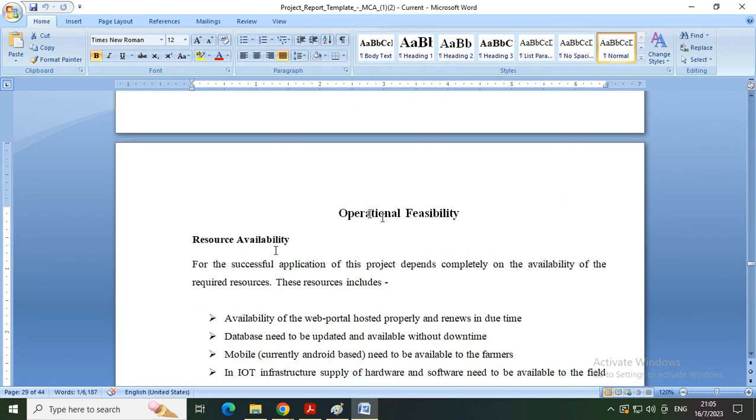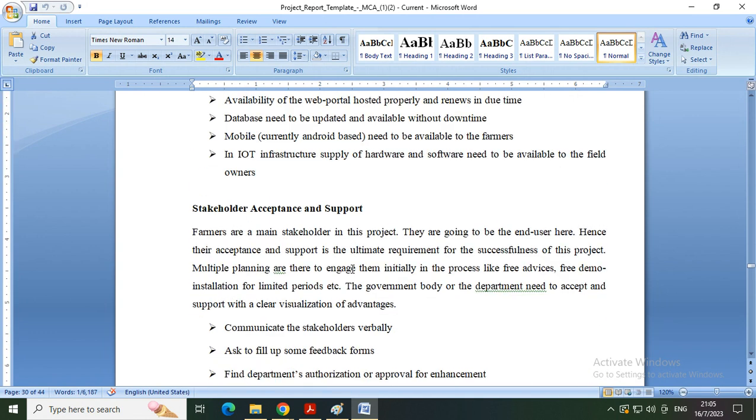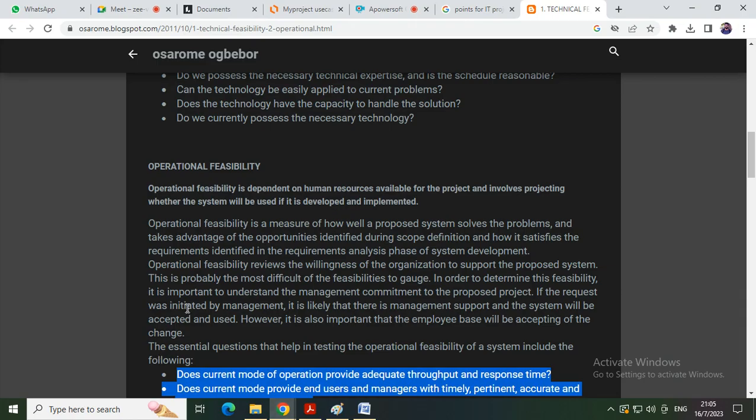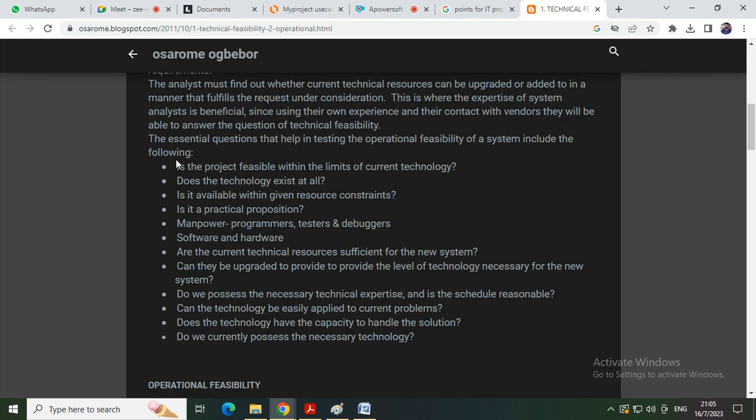Your project is going to be operated by the users or by the stakeholders. But for that, I need to provide a sufficient amount of training and I have to keep the support service. That's why I keep these 3 points. Maybe you will not be able to think of these points in that way. So for you, it is better to search Google, get points like this, and try to give answer with respect to your project.